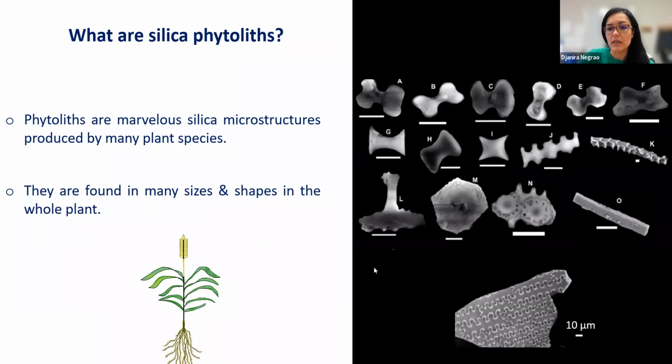Phytoliths are very used in archaeology and related studies because they last for centuries in the soil or even more, and people can use them as proxies to reconstruct the past. For example, the past vegetation, past human activity in agriculture and related fields.